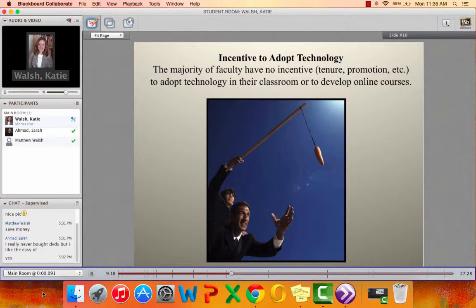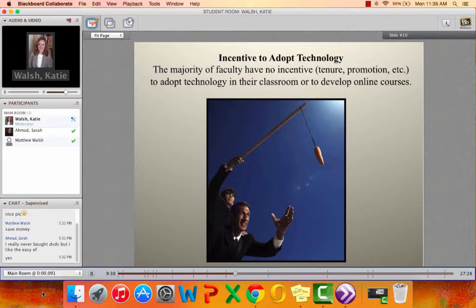But of the faculty who had not taught an online course, their reasons were because they were never asked, because they're not interested, or because they don't think that online courses have educational value. That's clearly demonstrating a lack of motivation on the part of the faculty. And on the one hand, you can't blame them.